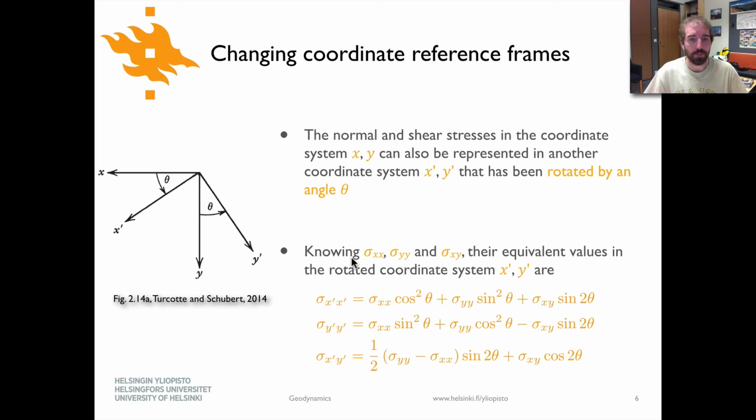Now, if we know sigma xx, sigma yy, and sigma xy, remember that we don't need to know sigma yx if we assume things are in equilibrium state. The equivalent values in the rotated coordinate system are given by the equations below here. And we could go through the derivation of how to get here. It's a lot of algebra and it's time consuming, and I don't think it will benefit you that much to see how to get to these equations.